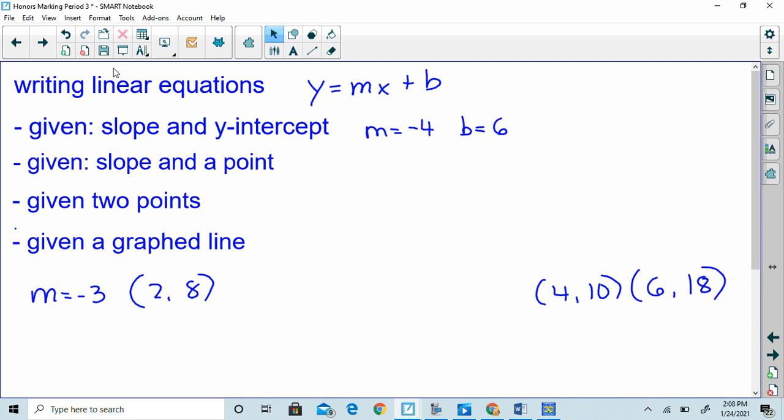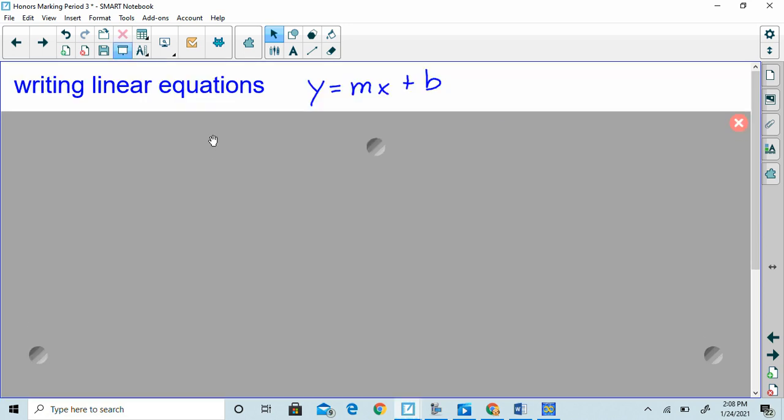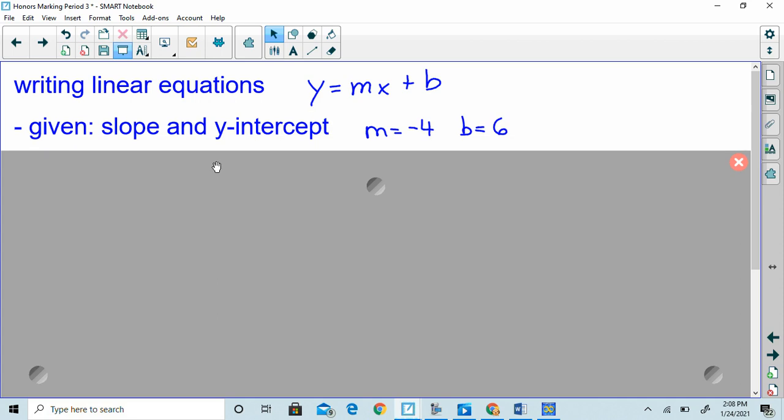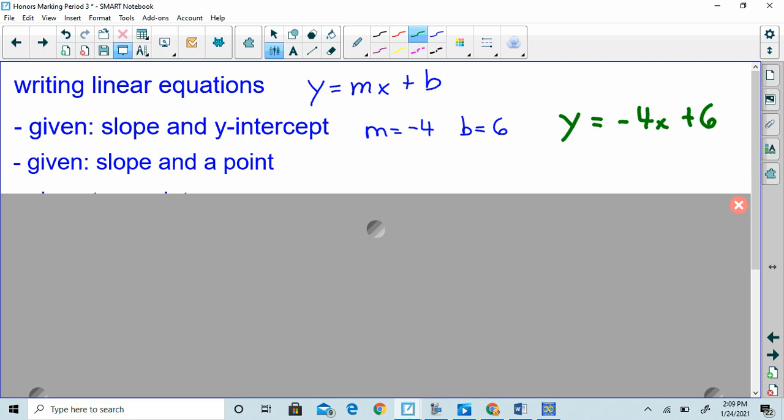When we're talking about writing linear equations, we're going to start off with y = mx + b, or slope-intercept form. We found out that there were three different cases. In the first case, we were given the slope and the y-intercept. So given those two pieces of information, we simply substitute in, and we would get y = -4x + 6, replacing the slope with m and the b with 6.